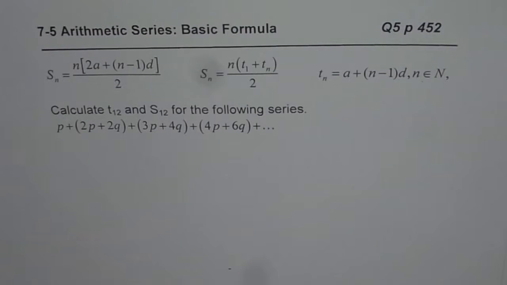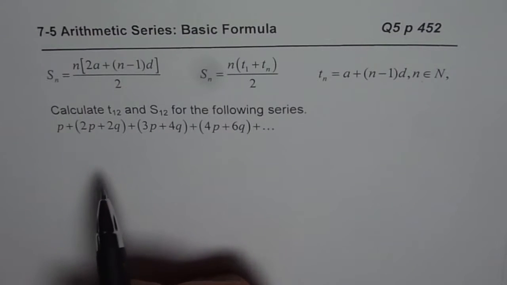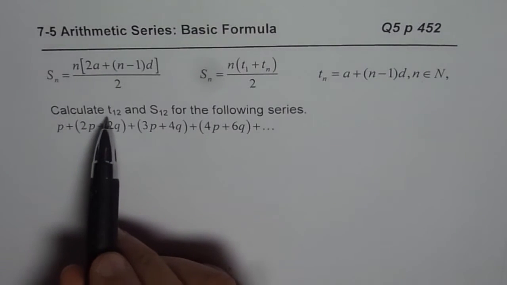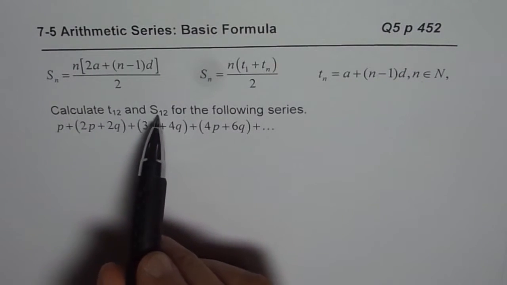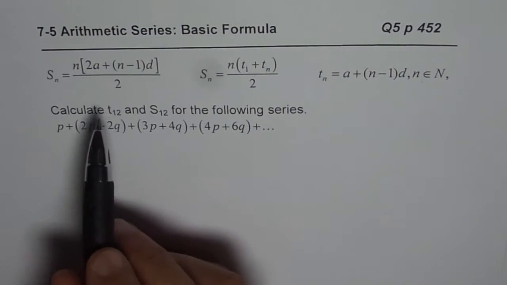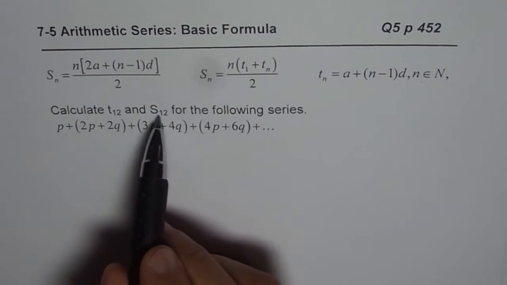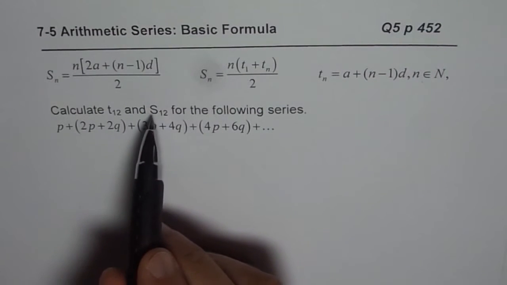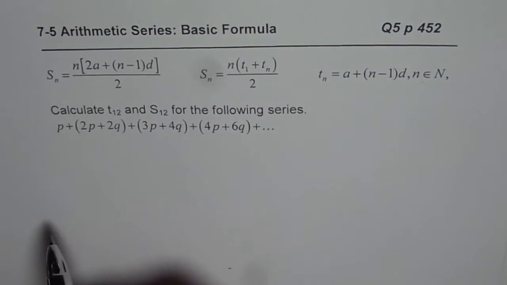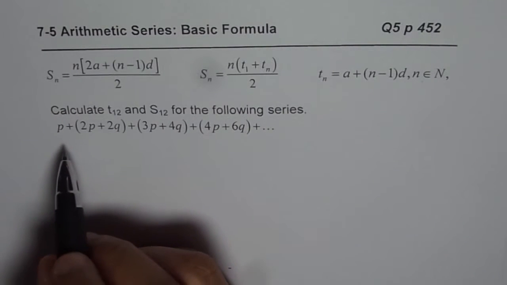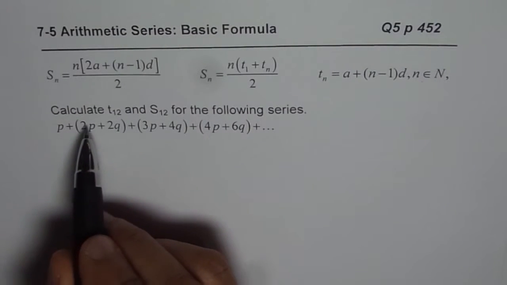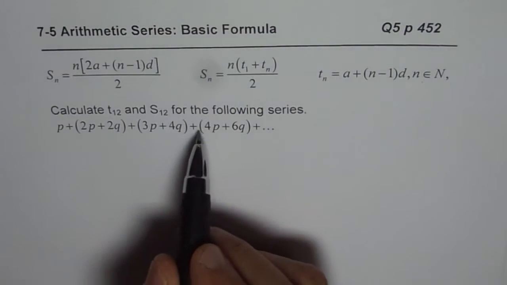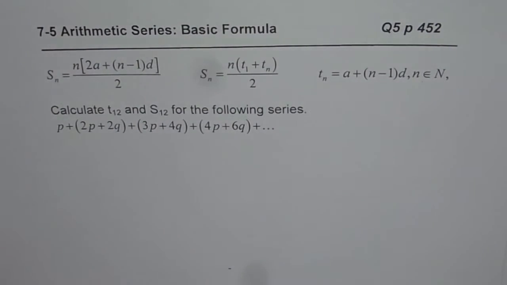Now, here is question number 5 from page 452. It says calculate T12 and S12 for the following series. So that means the 12th term and the partial sum of the sequence, the sum of the first 12 terms. That is the meaning of S of 12. Now let's look into the sequence as such. It is p plus (2p plus 2q) plus (3p plus 4q) plus (4p plus 6q) and so on.